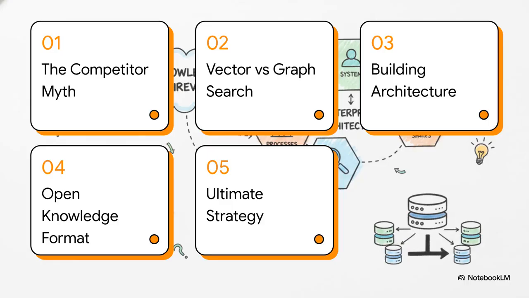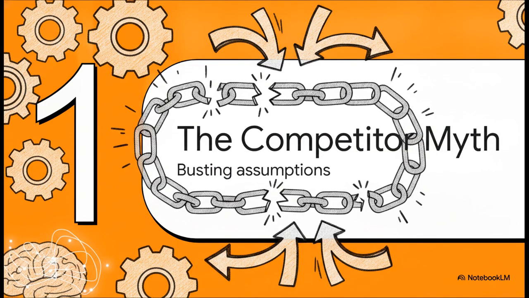Here's a quick look at our roadmap for today. 1. The competitor myth. 2. Vector versus graph search. 3. Building the architecture. 4. Open knowledge format. And 5. The ultimate strategy. Let's get right into it. Starting things off with Section 1, the competitor myth.